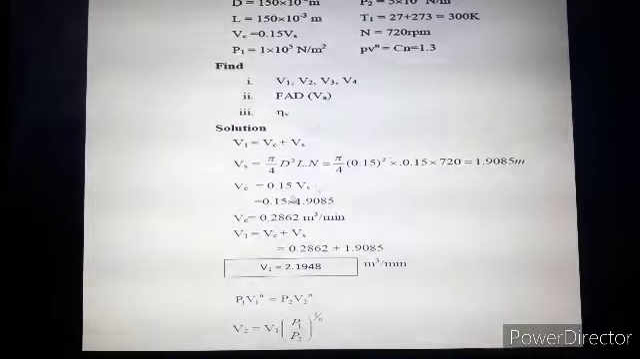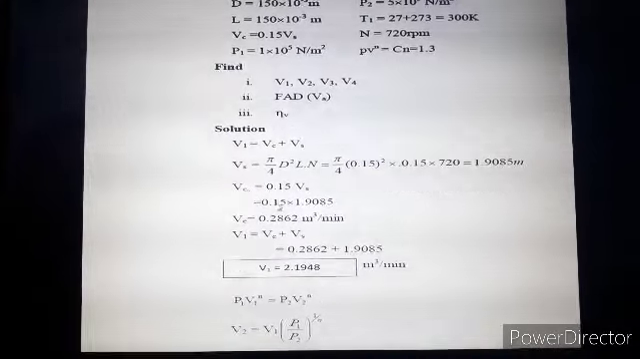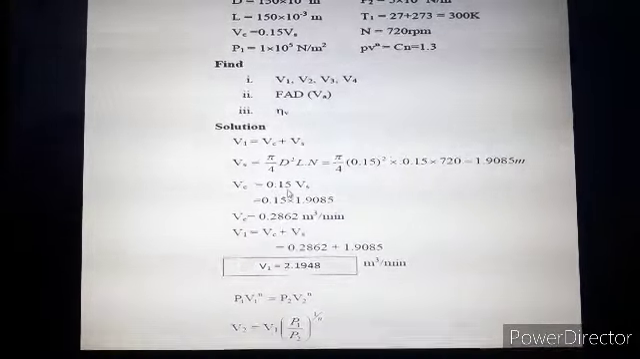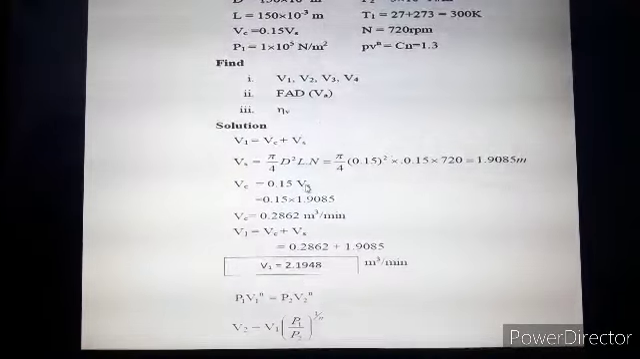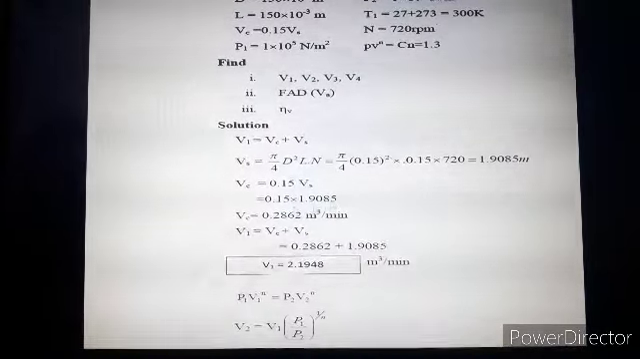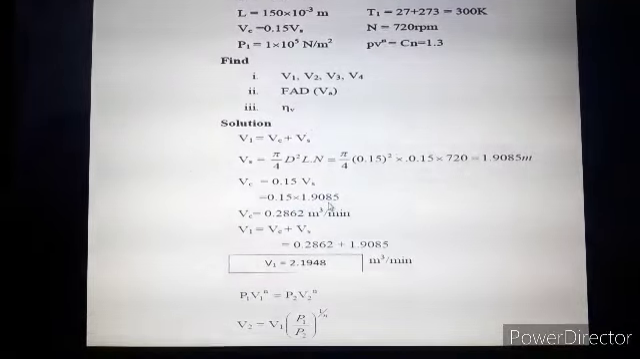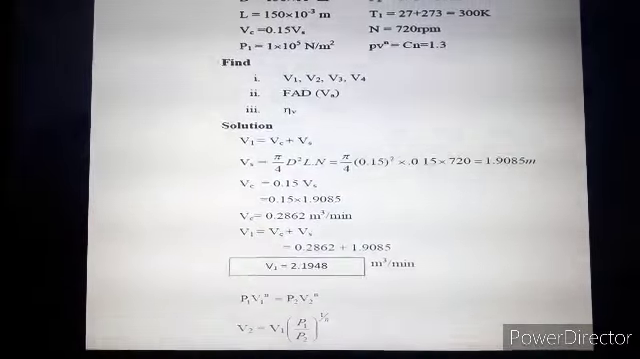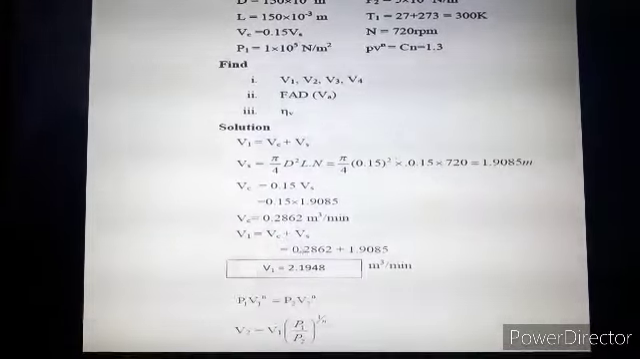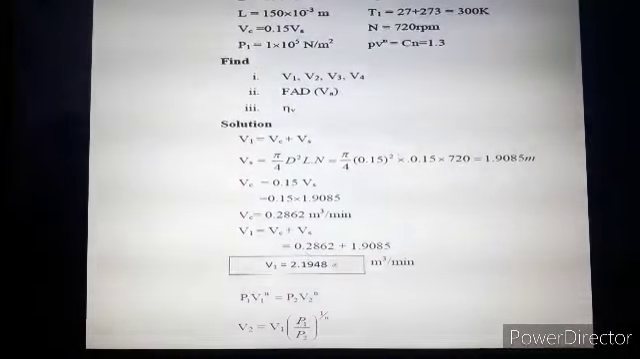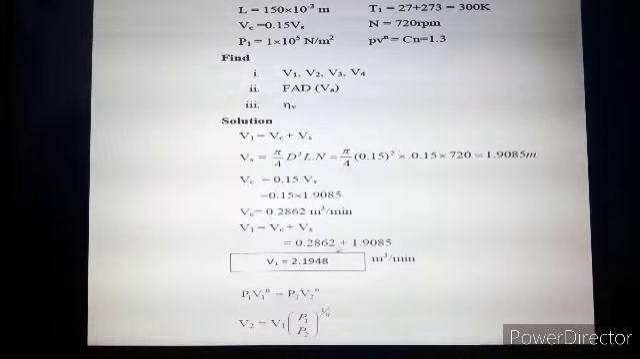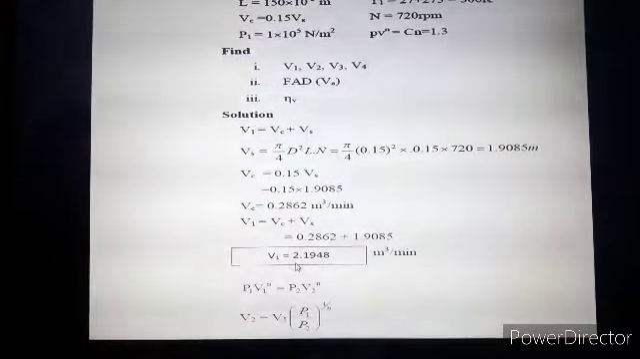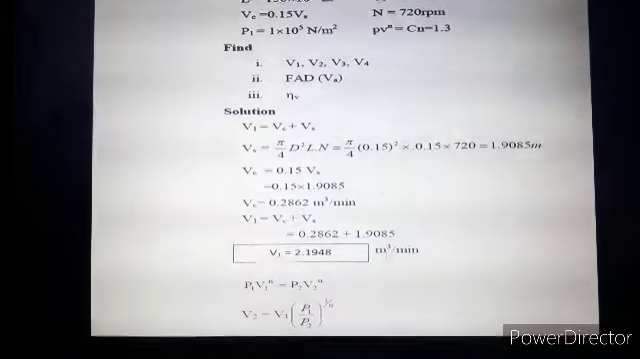Then we have to find the clearance volume. Since the relation between clearance volume and swept volume is given from the clearance factor, Vc is 0.15 into the value of Vs we just calculated, 1.9085. So this clearance volume is 0.2862 meter cube per minute. Now from that we can find the total volume, which is the sum of clearance volume and swept volume. So it is 0.2862 plus 1.9085. From this we can write the volume V1, it is 2.1948 meter cube per minute.